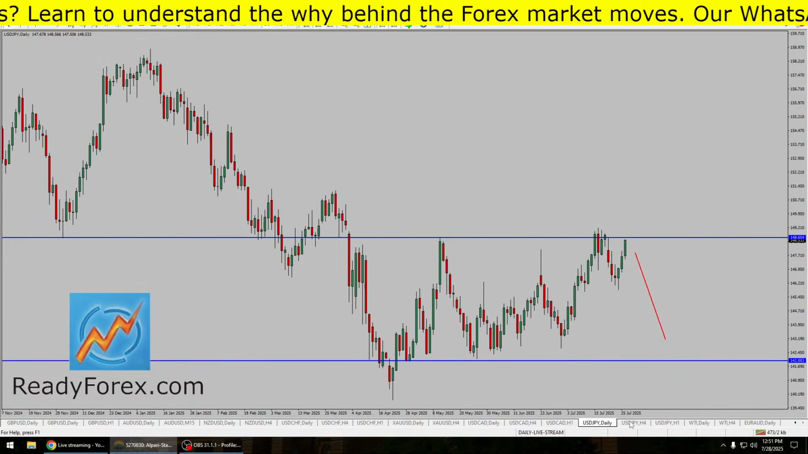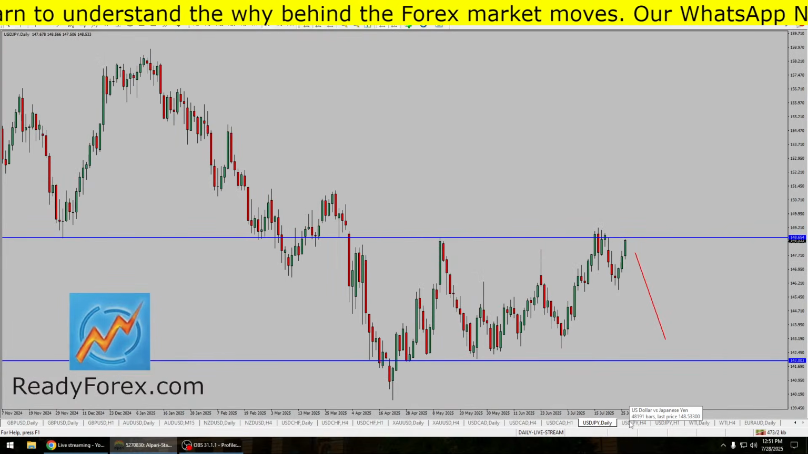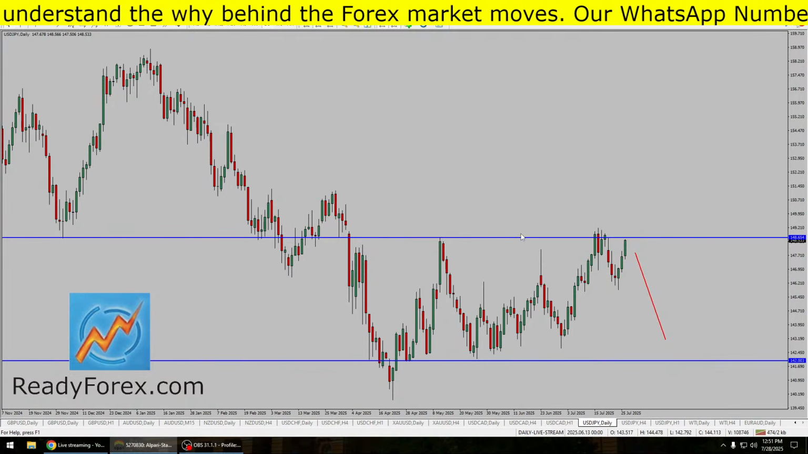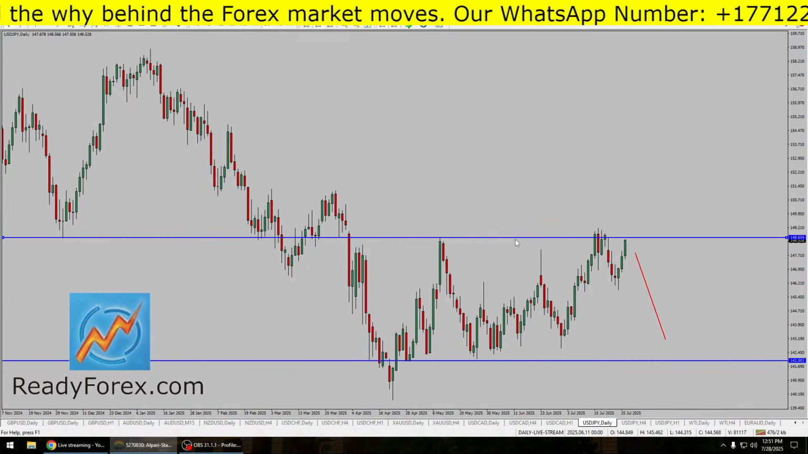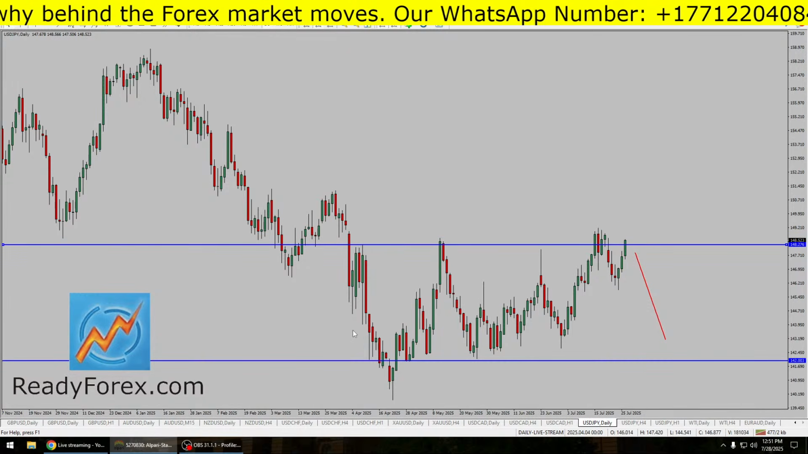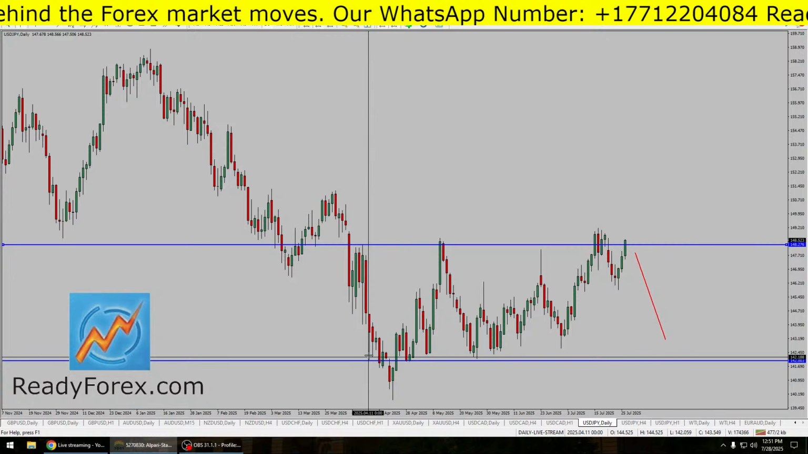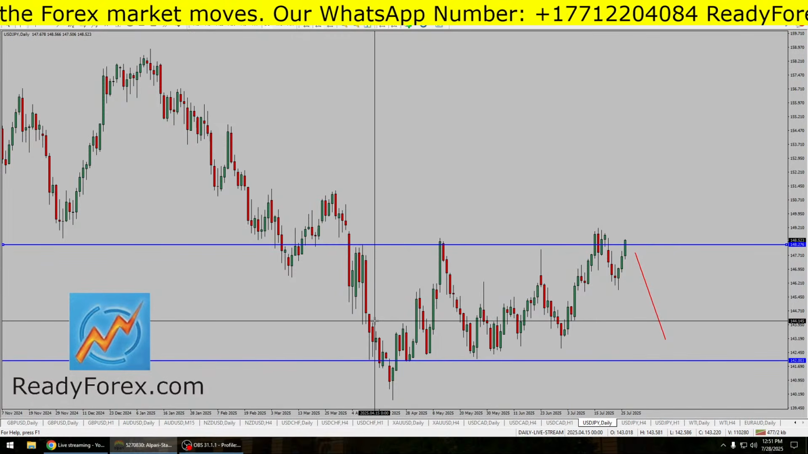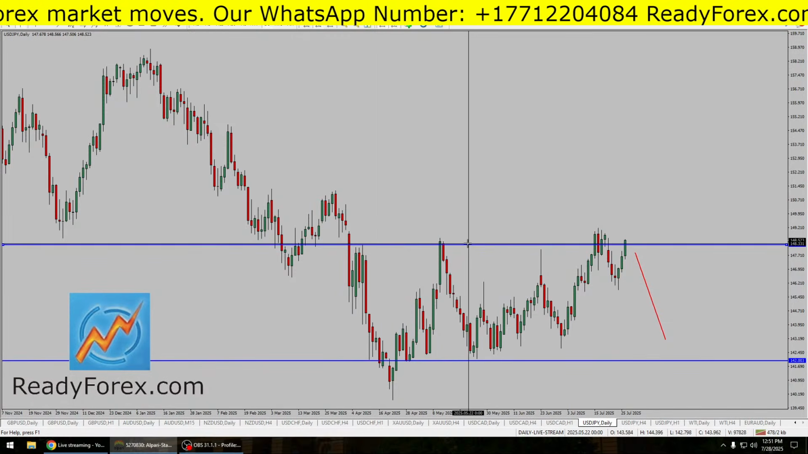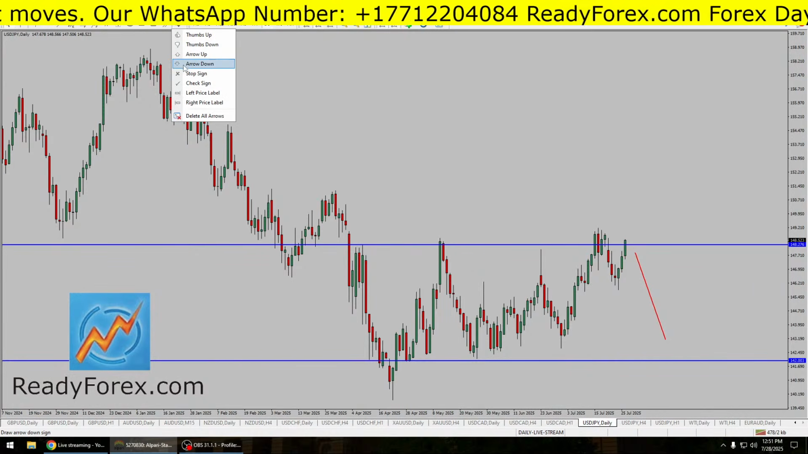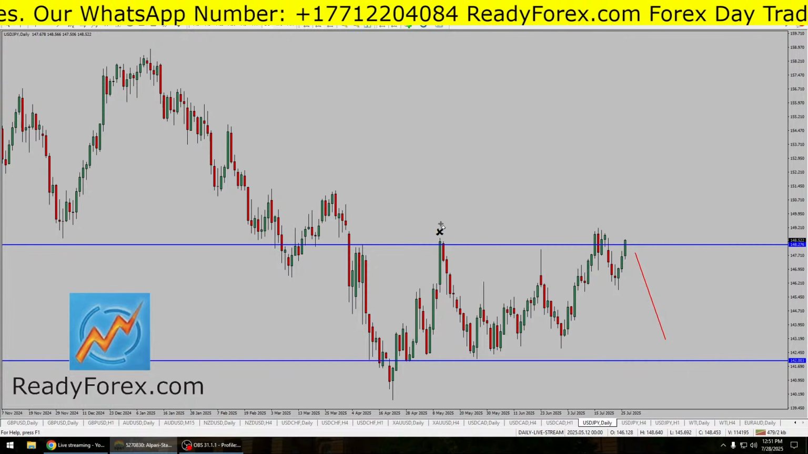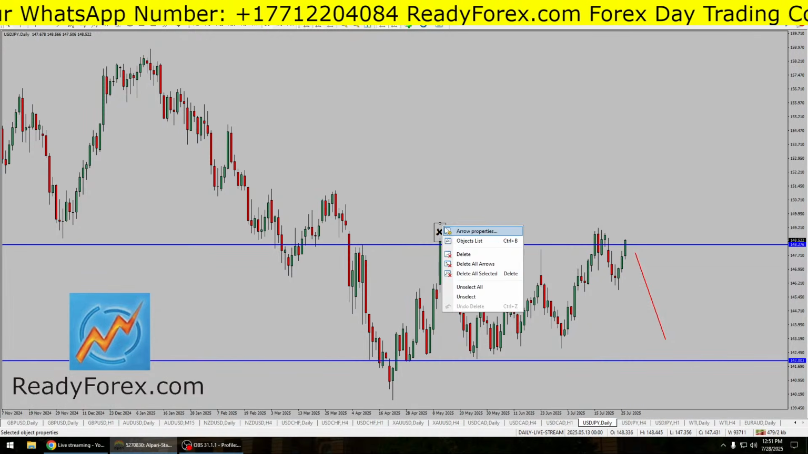Regarding the USDJPY currency pair, the market is trying to break higher over here. So this was the resistance. Okay, this is the resistance over here, and this was the breakout. To me, this was a failure, I would say.